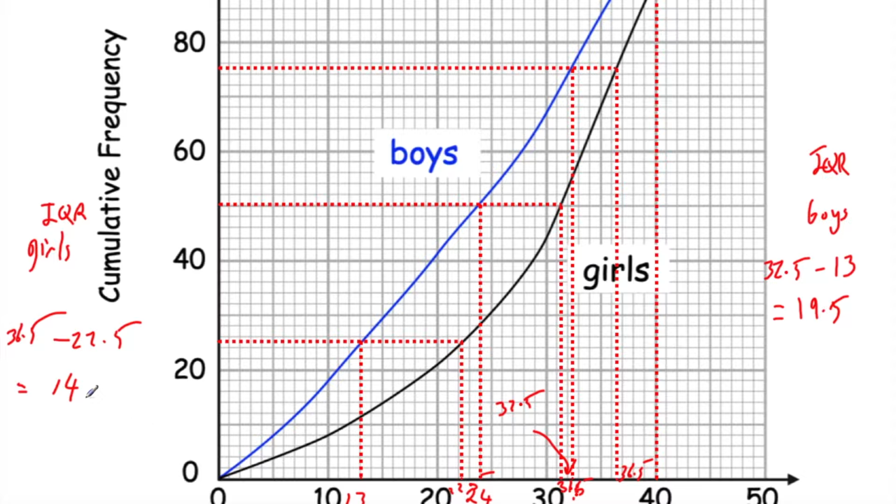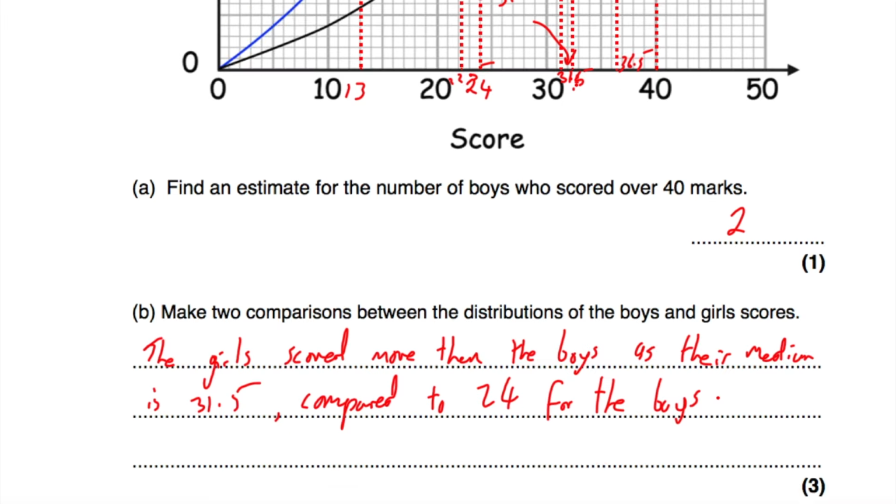So that means the girls' marks are closer together. They're more consistent, so they're less spread out. Whereas the boys, there's more variation. There's a bigger interquartile range, which means they're more spread out. So let's explain that. And that's it.